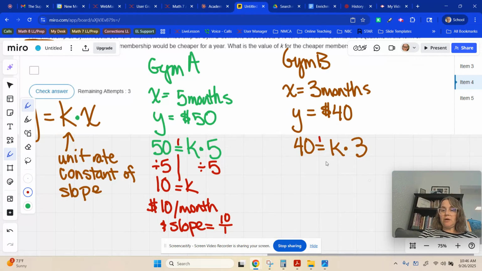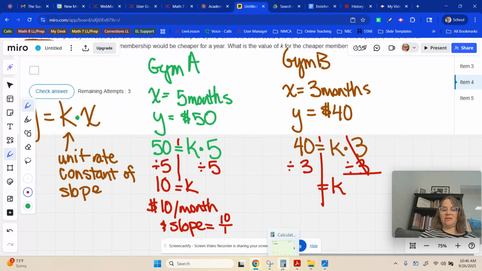We'll do the same thing over here. Okay, I'm going to undo times 3 by dividing by 3. If I do that, I'll just have K. Multiply K times 3, then divide it by 3, it's back to being K. When we're solving equations, we do an undo until we have the variable by itself. What is 40 divided by 3?